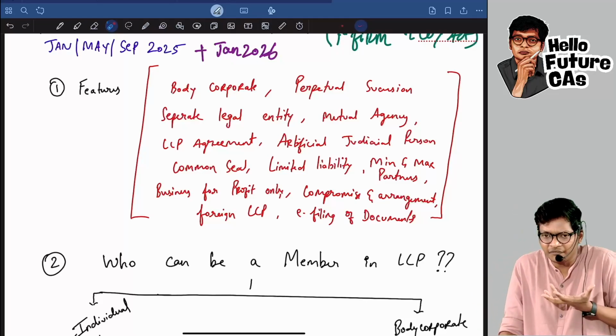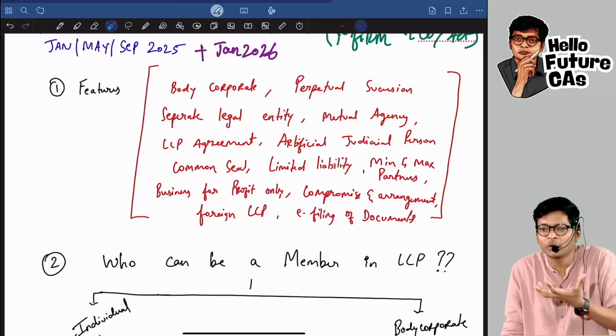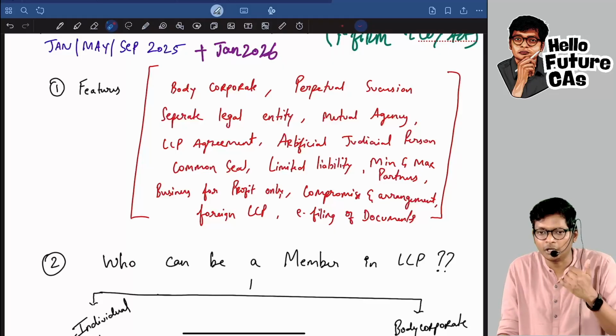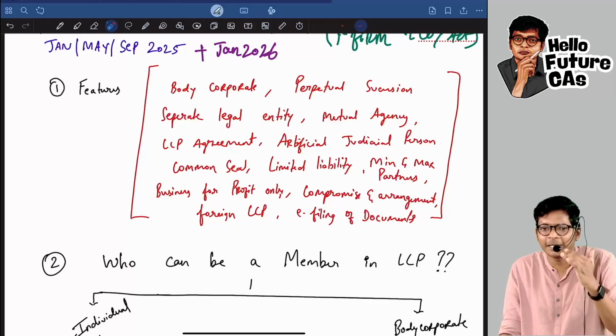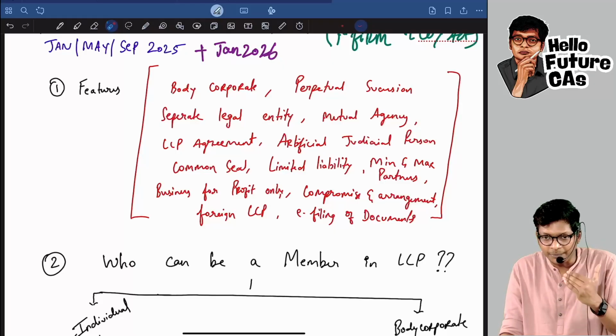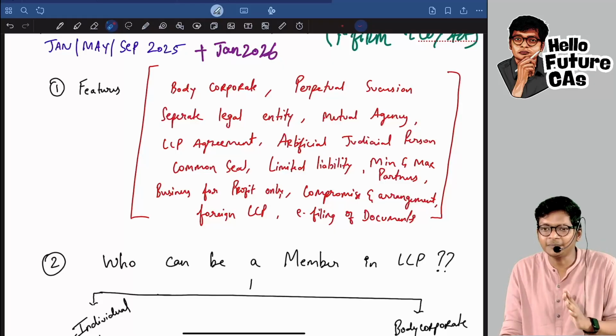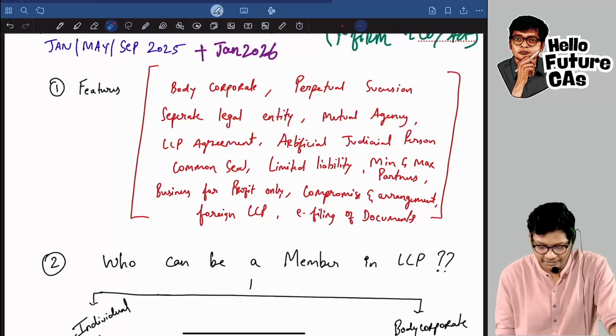For example, if 5 partners of LLP are going in a car meets an accident, all 5 dies. What will happen to LLP? LLP will continue. If it's a company also, it will continue. But partnership firm means it comes to an end. Next, separate legal entity.